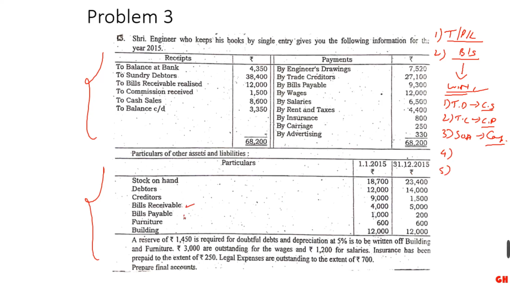There are bills receivable and bills payable. In few of the problems, bills receivable, bills payable are not given. Then we need to prepare only total debtors and total creditors. But since here bills receivable, bills payable are given, we need to prepare bills receivable and bills payable ledgers also. So let us start with the solution.